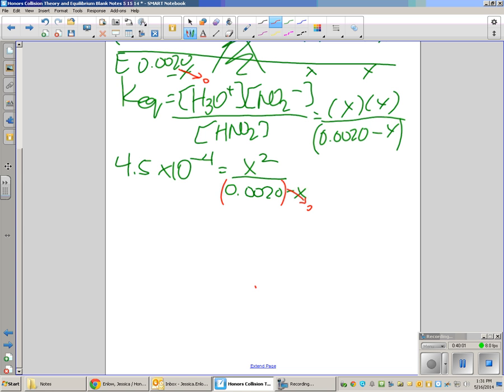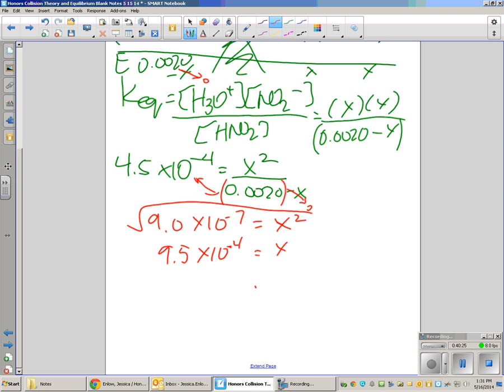So it is possible. And I'm looking for my answers. What did you guys get when you got x? 9.5 times 10 to the negative 4. Good job. So when you multiply these two numbers here, you got 9.0 times 10 to the negative 7th is equal to x squared. And then you take the square root, and x equals 9.5 times 10 to the negative 4th. Okay, but we haven't even answered the question, guys. What did I solve for with x?